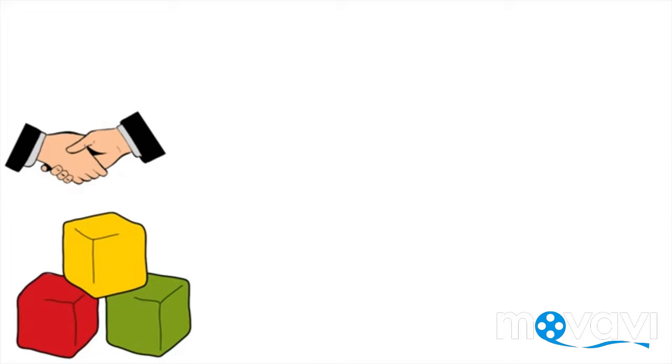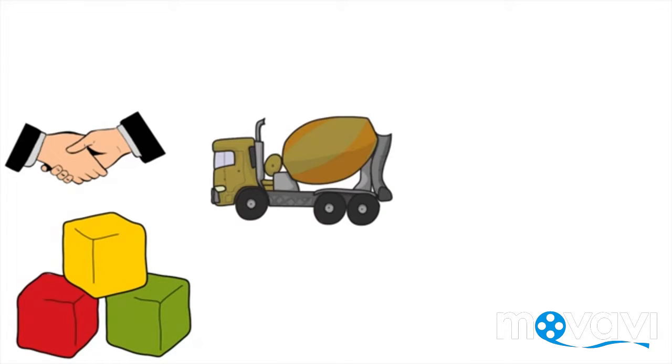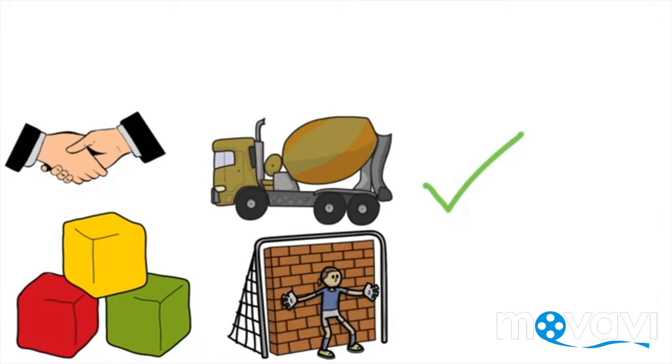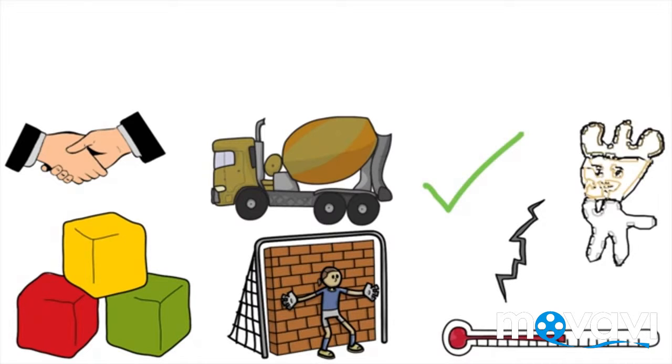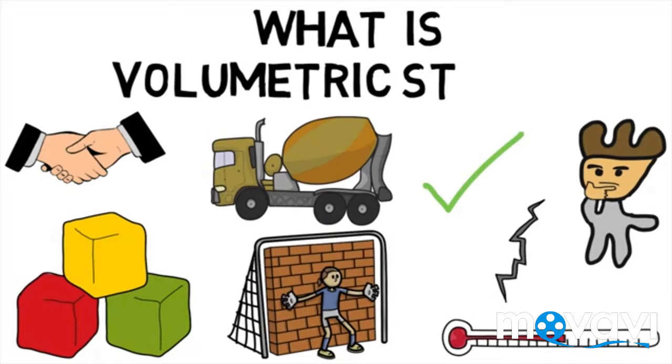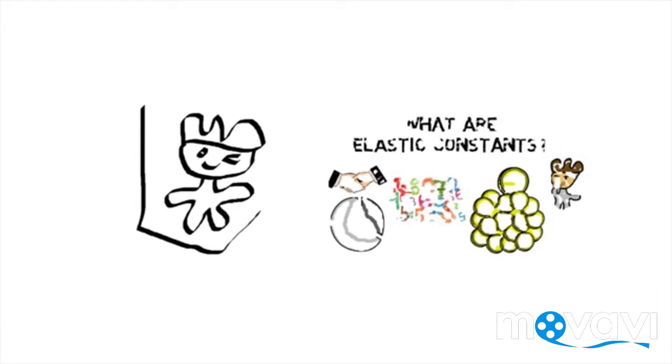That volumetric strain determines whether a block of cement can be used to fill a gap in a wall while taking into account temperature changes in the area. This makes us wonder, what is volumetric strain? Before we jump in, check out the previous part of the series to learn about what elastic constants are.